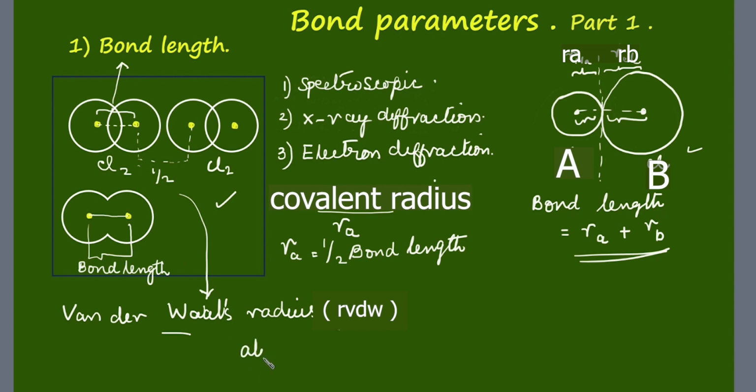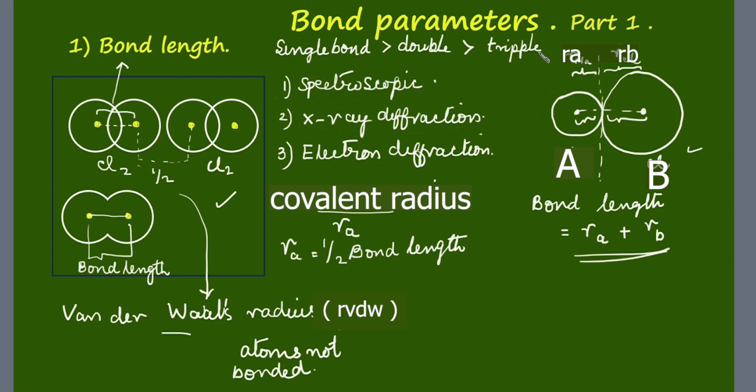In the case of van der Waals radius, the atoms belong to two different molecules and the concerned atoms are not bonded. When we consider the bond length in the case of multiple bonds, the length of the single bond is greater than that of double bond, which is greater than that of triple bond. That is, the bond size goes on decreasing from single bond to triple bond. So as the bond number increases, the length decreases. So that also has to be remembered.